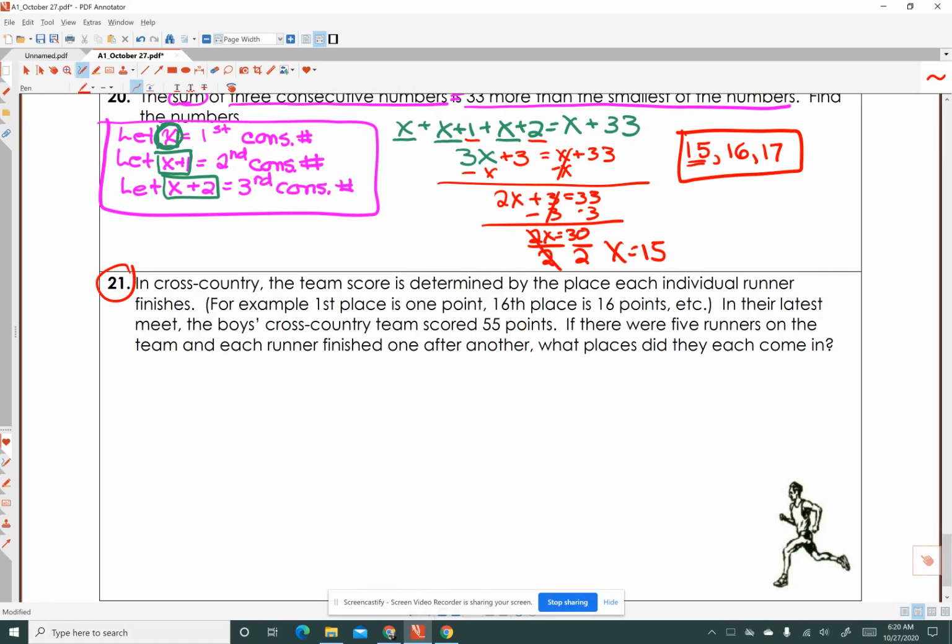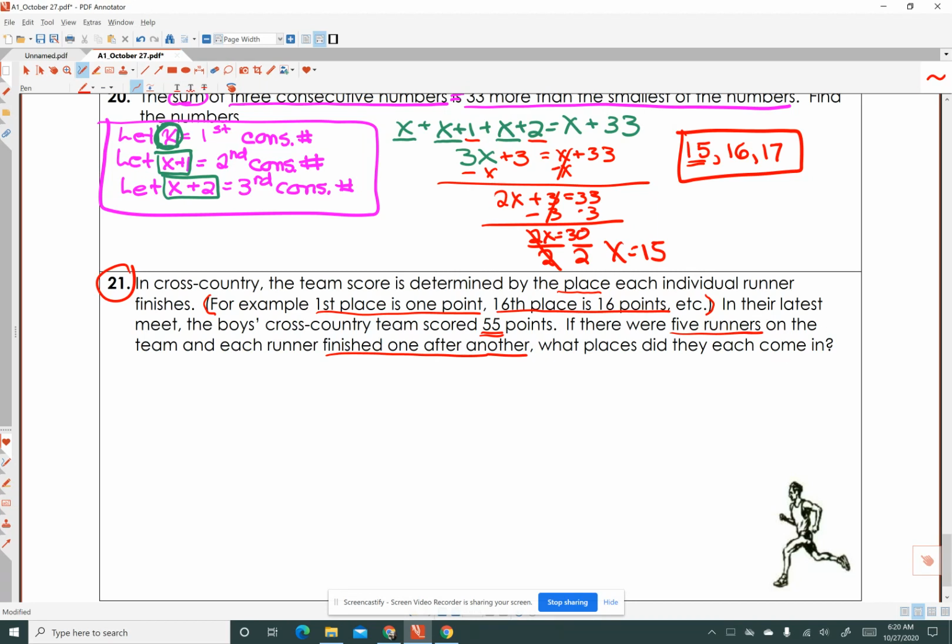In our last problem, it says in cross country, the team score is determined by the place each individual runner finishes. For example, this is important. First place is 1 point. 16th place is 16 points, etc. So I guess the whole idea is not to have a lot of points, kind of like golf. In their latest meet, the boys cross country team scored 55 points. If there were 5 runners on the team, and each runner finished one after the other, that means consecutively, what places did they each come in?